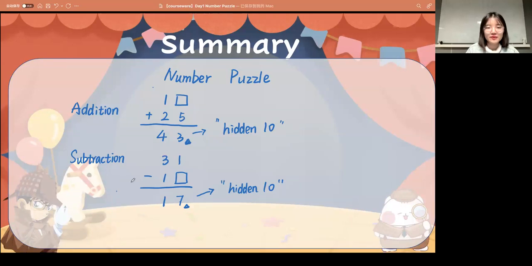Okay, I will change the color of my pen. So if there is a hidden 10, then this one will be 11. The 3 will be changed to 2. And if there is a hidden 10, we need to label the carried 1 to the 10th column like this. That's for addition and subtraction.